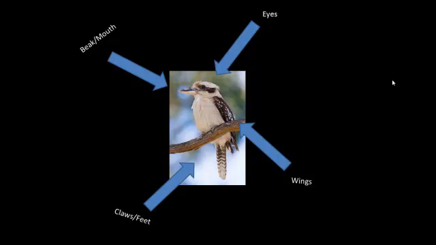The eyes. Kookaburra's eyes are perfect. As you see, they're sitting in a tree most of the time, so they can look down on the landscape and see if there's any animals there to eat.